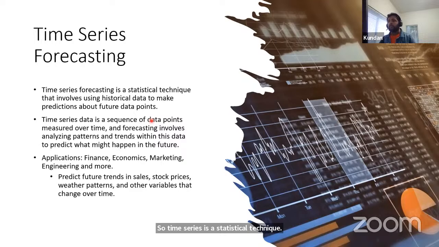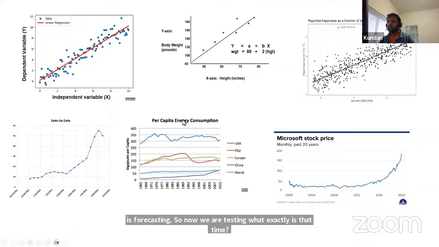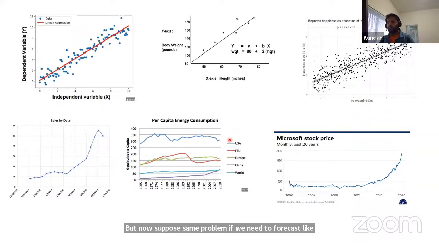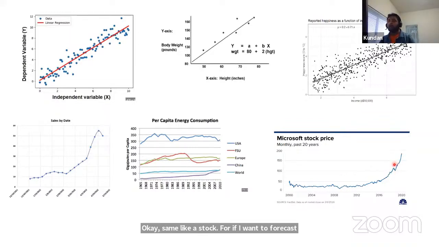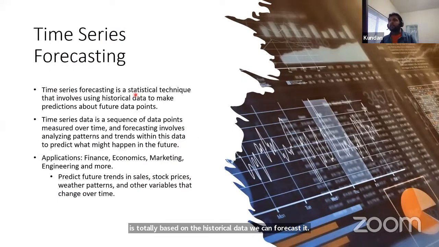But now suppose with the same problem we need to forecast the energy consumption that will happen in 2024, 2026 for any country, right? How can we forecast it using the historical data? We can do it. Same as with stock price: if I want to forecast the stock price for the next quarter or next month, it is totally based on the historical data. We can forecast it. Here we generally utilize the statistical techniques, the old school ways.